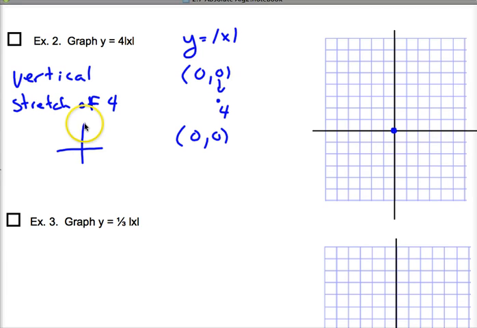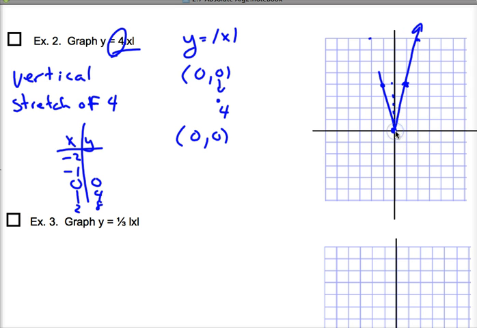I could make a chart and plug in 1 and 2 and -1 and -2 and see what I get. Just by plugging in 1, I get 4 times the absolute value of 1. Absolute value of 1 is 1. 4 times 1 is 4. This will give me 8. Otherwise, the slope is 4. So I'm going to go up 4, 1 right, there's my point. I go up 4, 1 left, there's my point. And I can do it again.